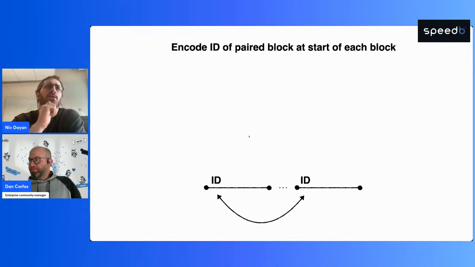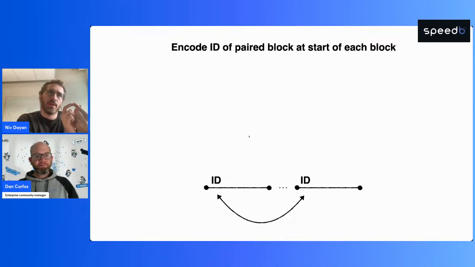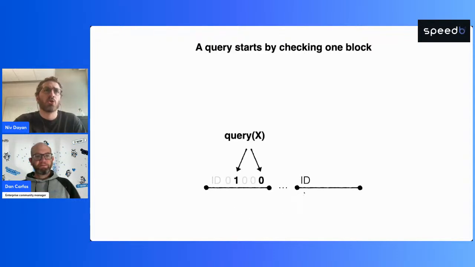Now, in addition to this design, we make sure that in each block we also encode the ID of the pair that has been mapped to it. So the beginning of each block is going to begin with an ID, and that ID just corresponds to the pair, and we use that during queries, and I'll show you how in a second. But here's how a query works.